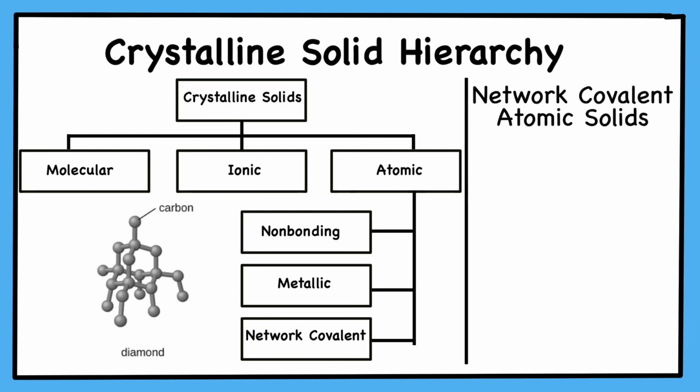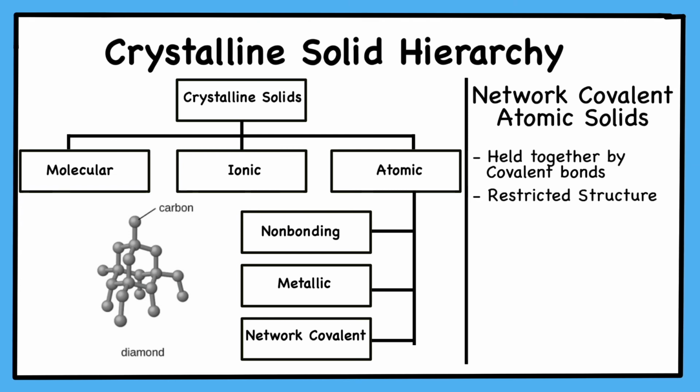The network covalent solids, such as diamond and silicon dioxide, are held together by covalent bonds. The crystalline structure of these solids is more restricted by geometrical constraints of covalent bonds, so they do not tend to form closely packed structures. These solids tend to be hard and brittle because they have a fixed geometry that comes from their bonds.